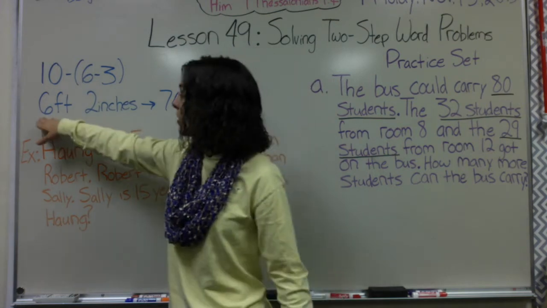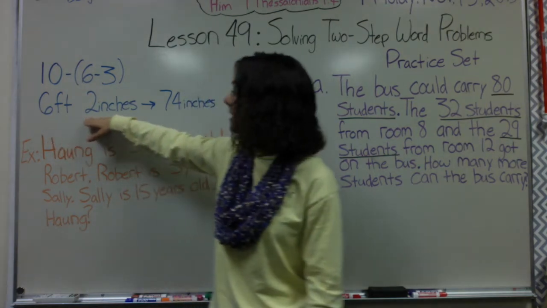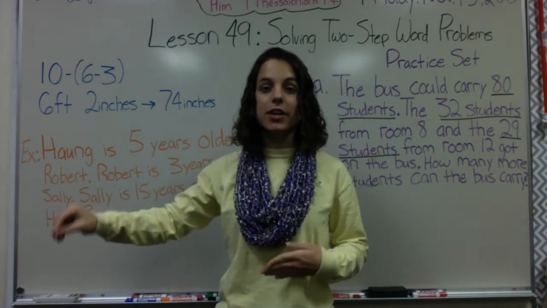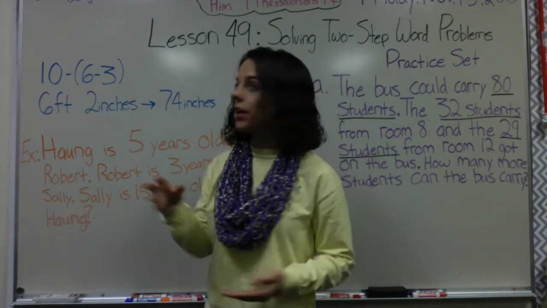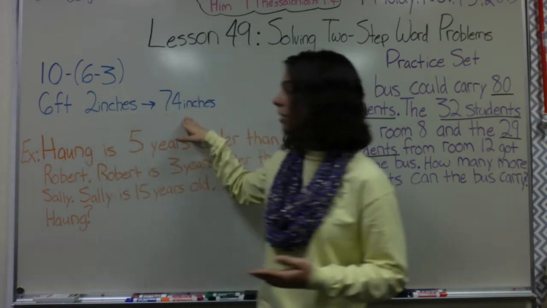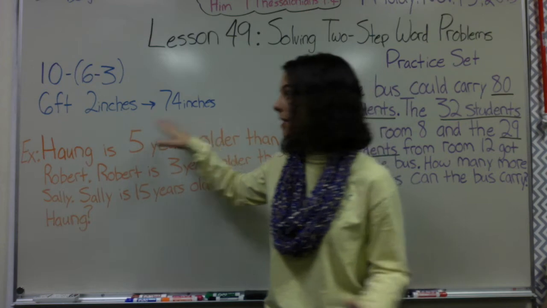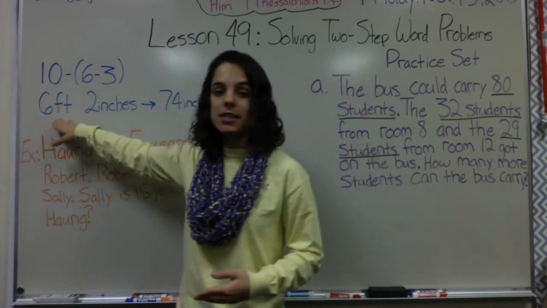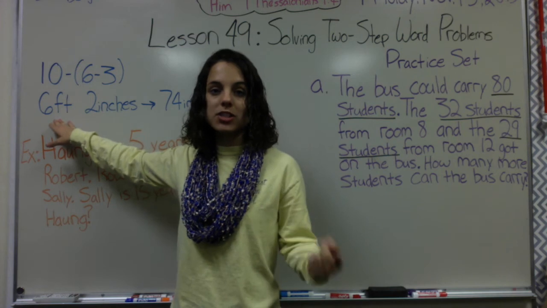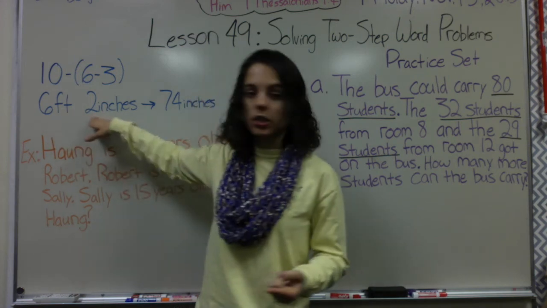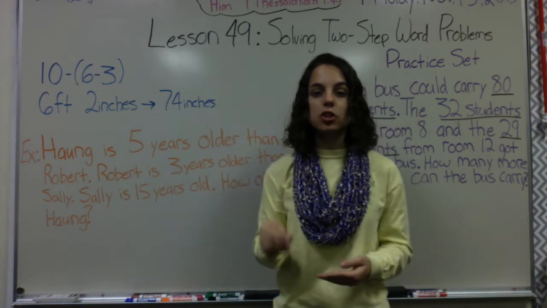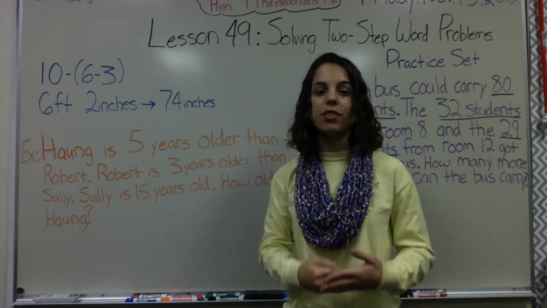And then we also did, not too long ago, the 6 feet 2 inches, or converting mixed units into just 1 unit of measurement, with minutes and seconds converting into seconds, and with feet and inches converting to inches. It took 2 steps because 12 inches are in 1 foot, so I have to do 6 times 12, which is 72, plus the 2 more inches, which is 74 inches. So now we're going to be doing those 2-step problems just within a word problem.